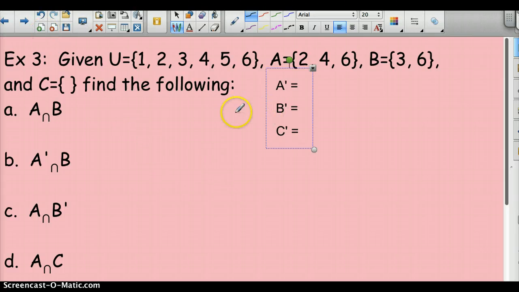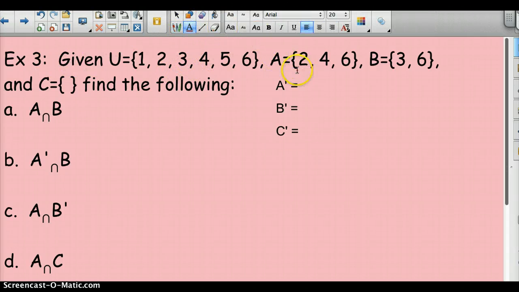We need to put them into practical application here. Starting off, we have a universal set, which has the elements 1, 2, 3, 4, 5, and 6. We have another subset of that, which is set A. It has 2, 4, and 6. B has 3 and 6, and C is the null set.